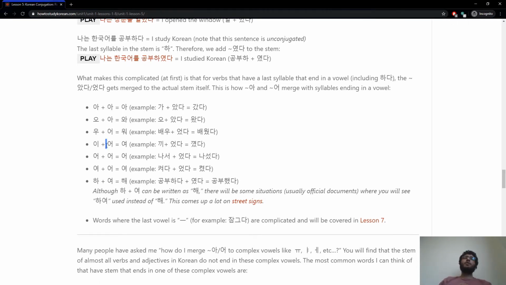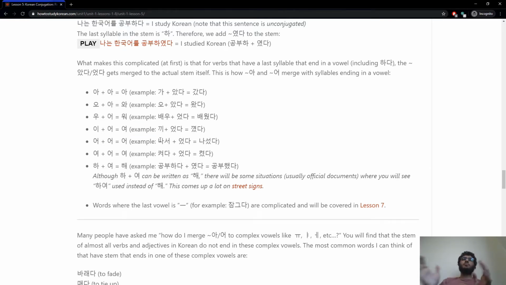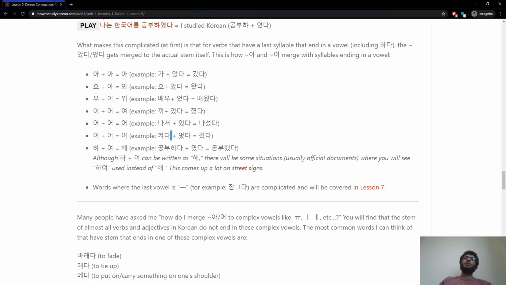E and o, this one is a bit strange, where e and o become yo for some reason. So like 끼다, putting on a mask, right? I don't know if we learned this word or not, but regardless, 끼다, when you add otta to it, it becomes 꼈다. Now, o and o, just like a and a, you just squish them together. It becomes naso, plus otta becomes nasotta. So you just get rid of one of the o's. Yo and o just remains yo, because you're not going to add a third stroke. That wouldn't be a vowel. So kyoda plus otta becomes kyotta.